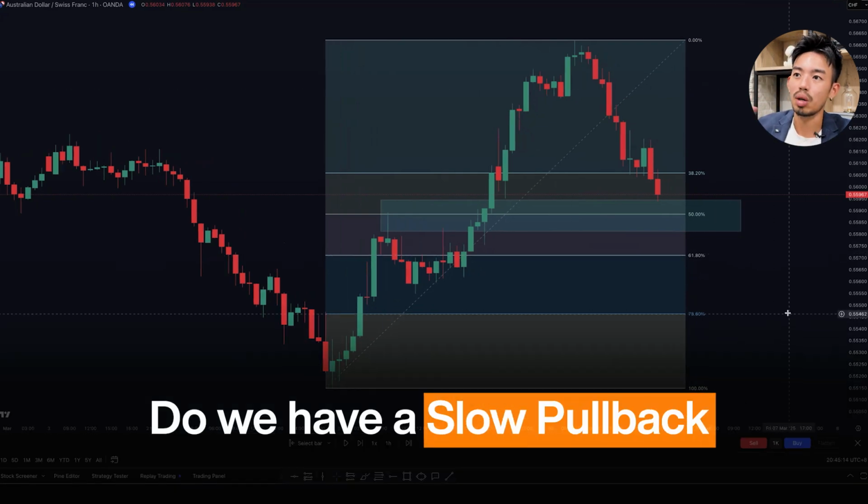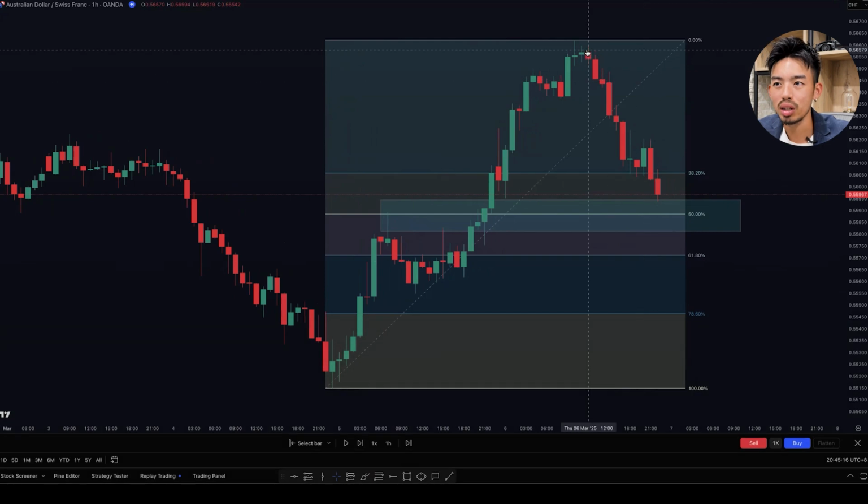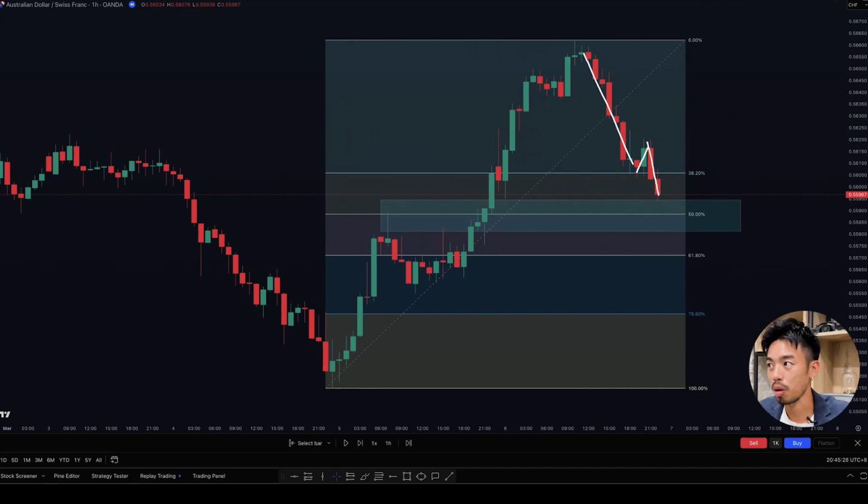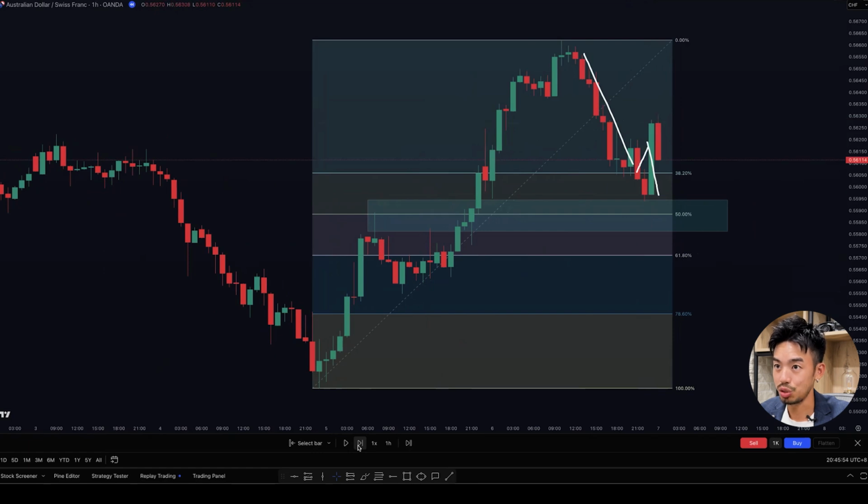Now, if we focus our attention on a pullback here, look at this first push to the downside. It looks fairly strong. Right? Slight little pullback. Look at the second push. Okay, it's still going strong, but let's play it out just to see. We have very strong buyers rejecting off around about the 50% area here. Let's give the sellers a few more goes. If it cannot make any more lower lows, that's going to be the sign that things are turning around.